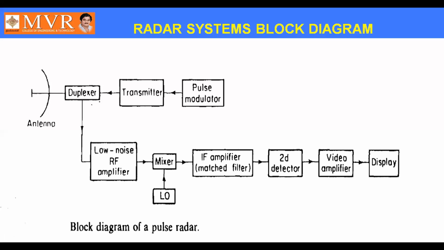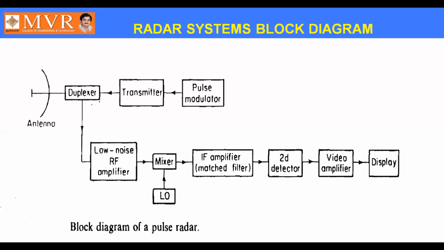Here the display will use a CRT screen, or any display which can show you the output. There are three types of displays: A scope, B scope, and PPI. Depending upon the application, we can use any one of these displays.